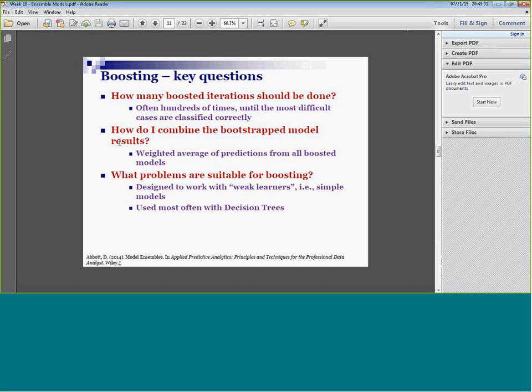How do I combine the bootstrap model results? A weighted average of predictions from all boosted models. That's a different approach, isn't it? Pretty interesting. And what problems are suited for boosting? He says they're designed to work with weak learners, i.e. simple models, and used most often with decision trees. You will find a lot of the boosting techniques, whether it's random forest, AdaBoost, or even bagging, work quite well with decision trees. Remember, decision trees are probably the easiest models to build, but oftentimes, not always, the least accurate. And so the boosting techniques have been applied quite rigorously to the decision tree approach.